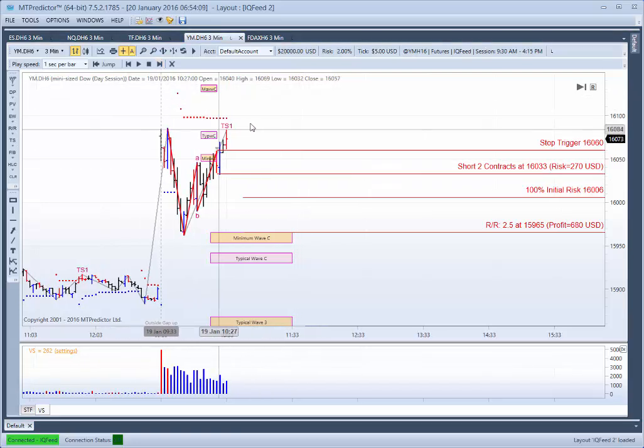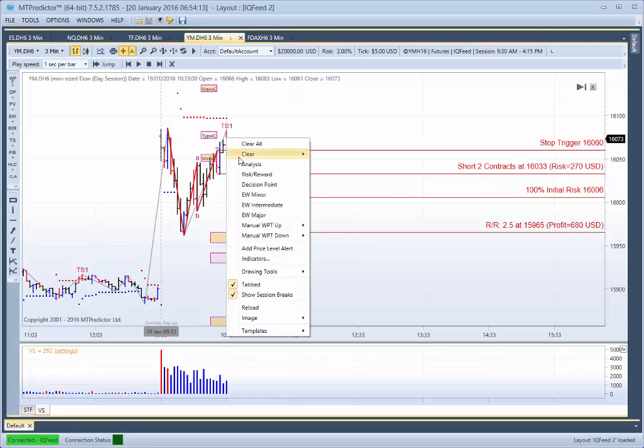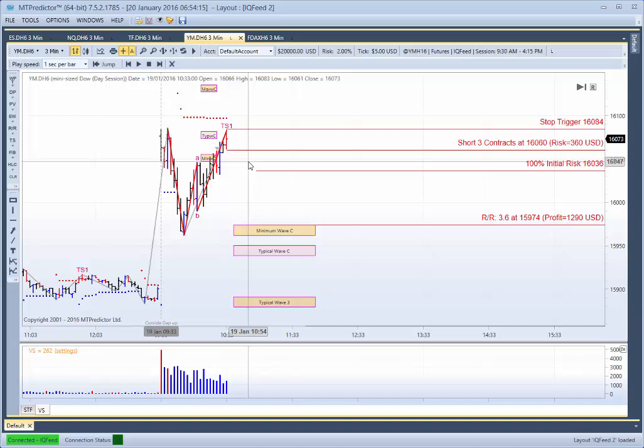We then move forward. Another TS1 sell setup appears. Remember, large view trend is still down. We're looking to do the analysis on this. This looks like a good trade setup. But this is actually a special trade setup.